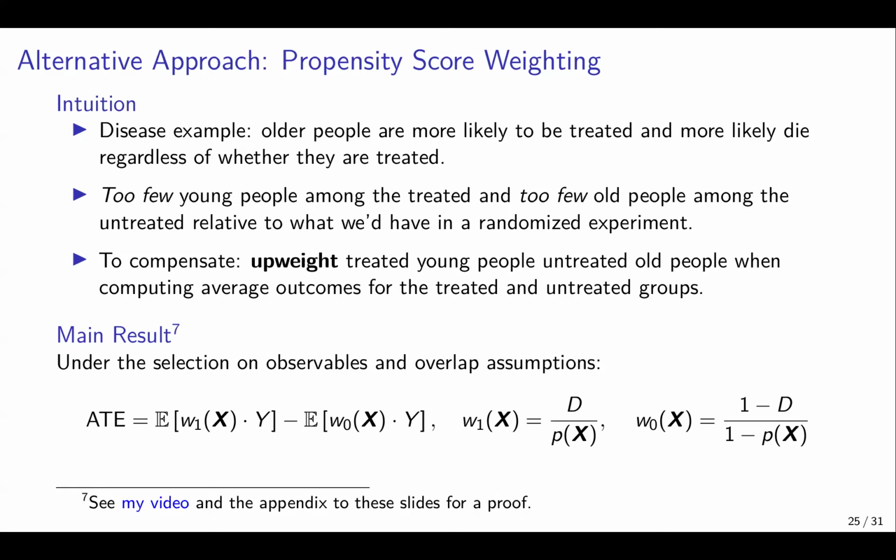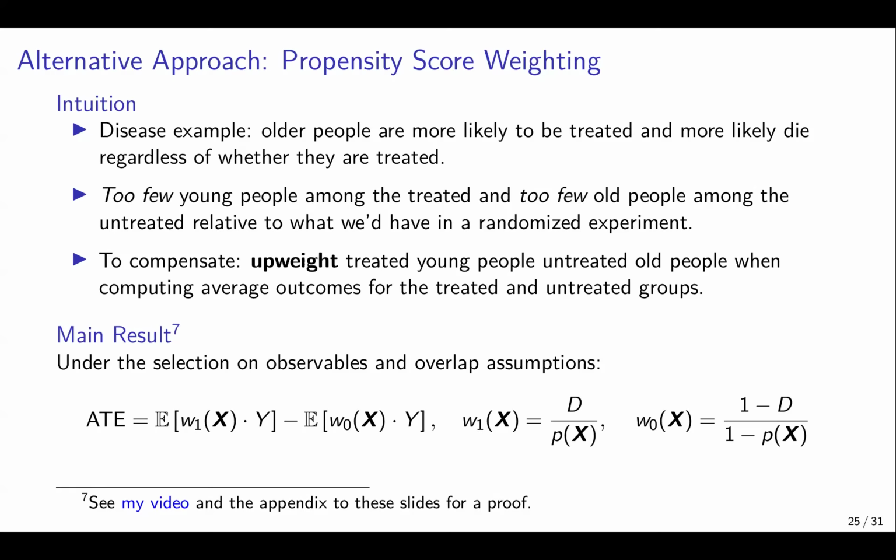So in each case, what I mean when I say too few or too many is relative to what we would have in a randomized experiment, because a randomized experiment is on average going to balance any characteristic, like age, across the treatment and control groups. Well, how could we fix this?